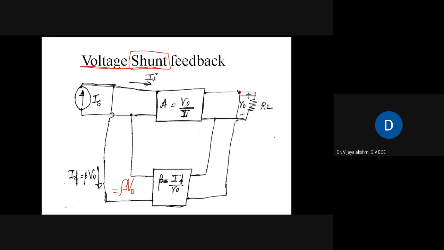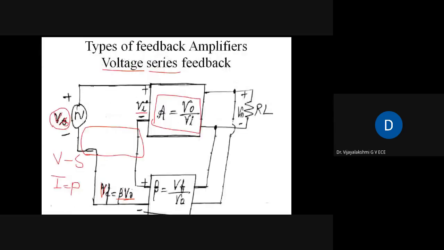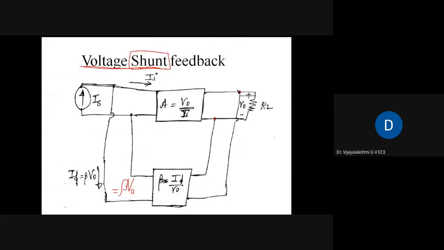So that's why in the previous case, because it was series connection, I had Vs here. Now it is shunt connection, that's why I have here Is. Please understand. So from the output I am taking a voltage signal. The part of the voltage signal that I am taking is beta times V naught. And since this has to be connected in shunt with the input source, when you are going for shunt connection, only you can go for currents. So the input source is a current source.